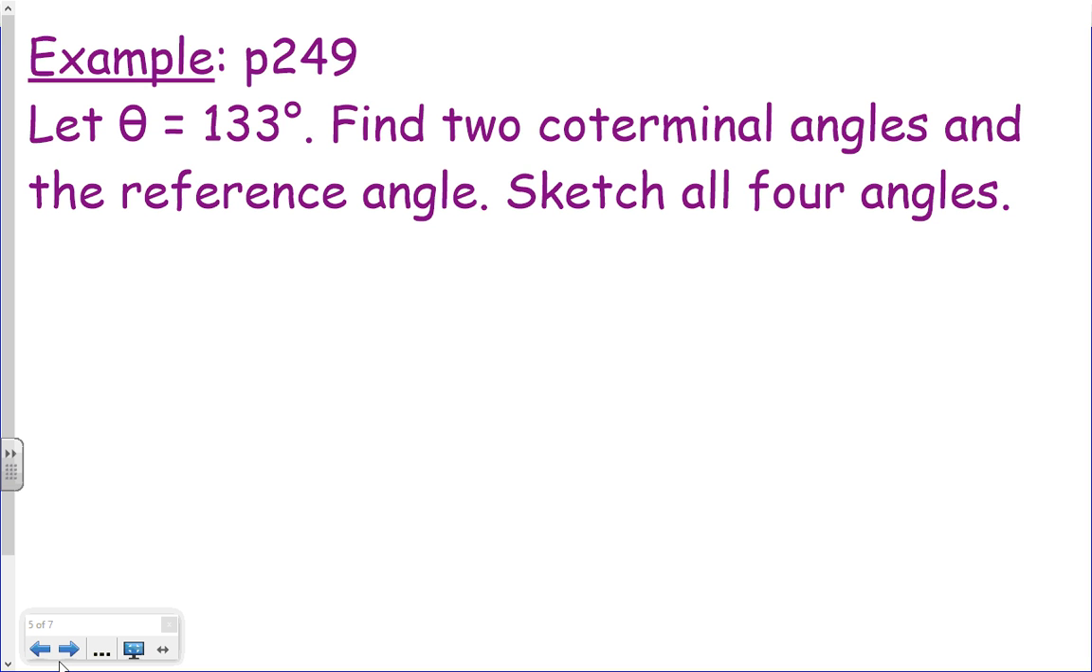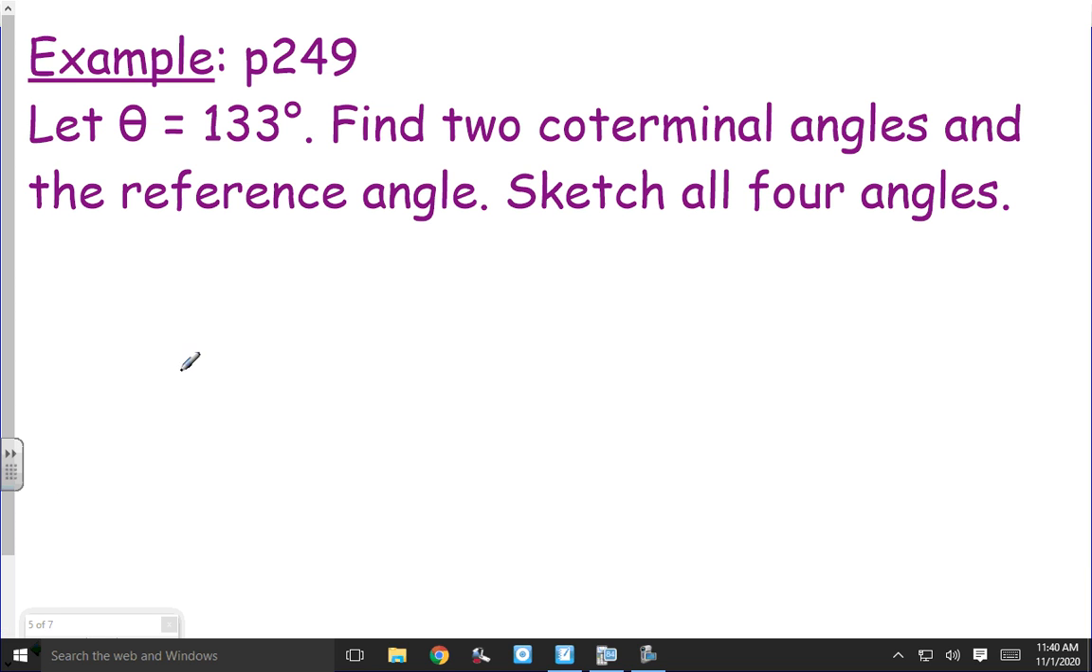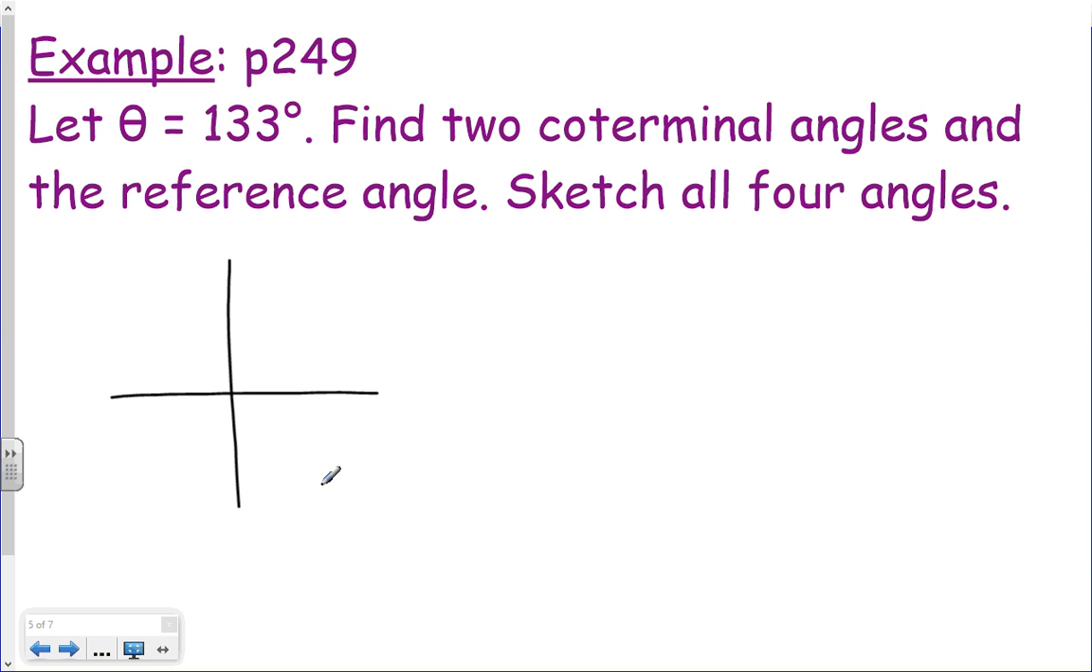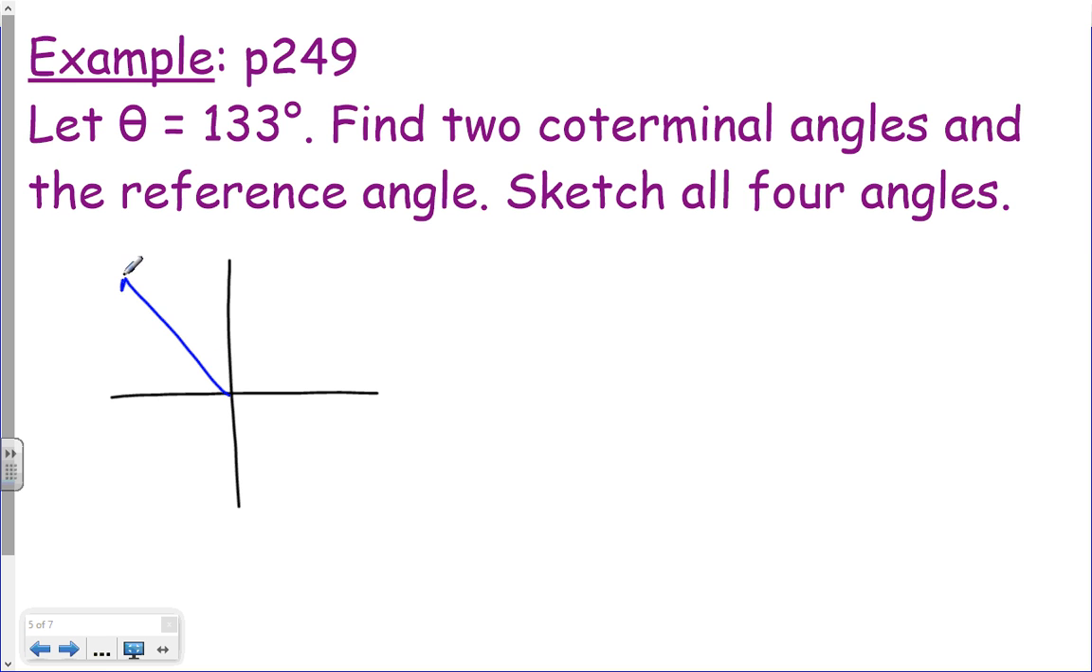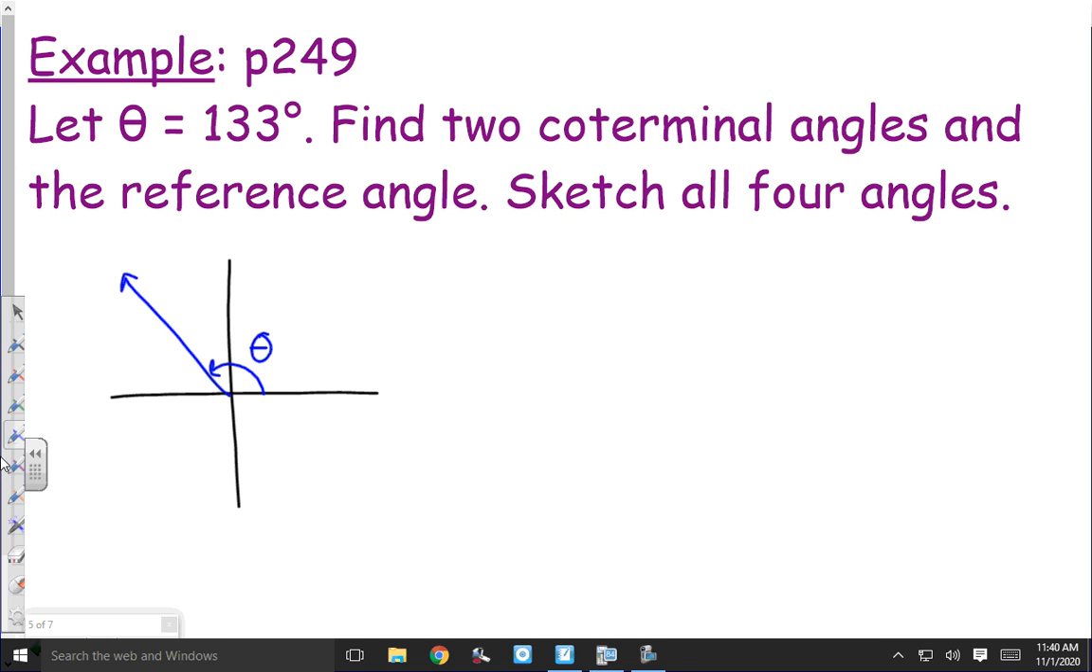Okay, so let's start out with an xy axis here. We're going to draw this in the Cartesian coordinates. 133 degrees, we just sketched this a second ago. That turned out to be in the second quadrant, so it's somewhere about right here. This is the angle, theta, that they're giving us. And they want us to find two coterminal angles. So let's find one that's positive and one that's negative as our example.